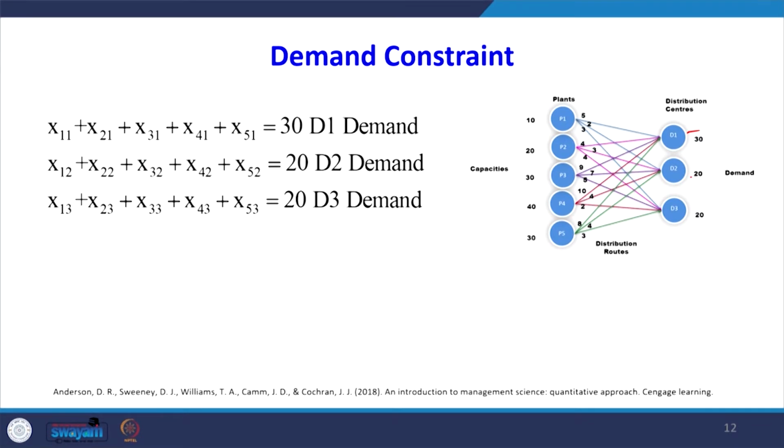What are the possible ways to reach D2? x12, x22, x32, x42, x52. Similarly for D3, what are the possible ways? x13, x23, x33, x43, x53. These are the demand constraints.